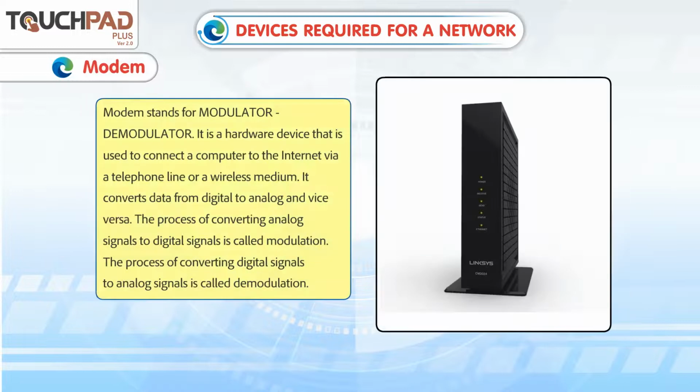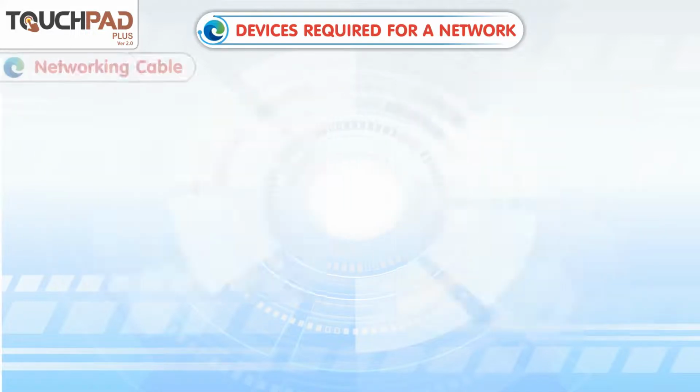Modem. Modem stands for modulator demodulator. It is a hardware device that is used to connect a computer to the internet via a telephone line or a wireless medium. It converts data from digital to analog and vice versa. The process of converting digital signals to analog signals is called modulation. The process of converting analog signals to digital signals is called demodulation.